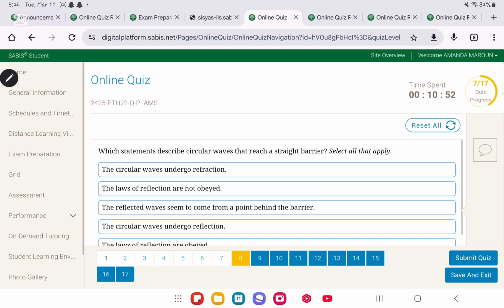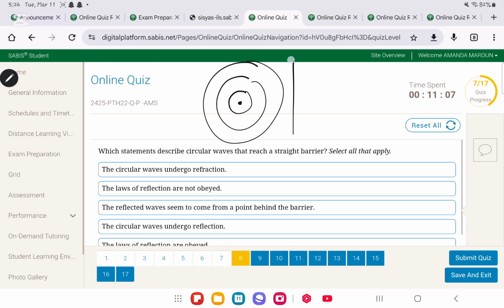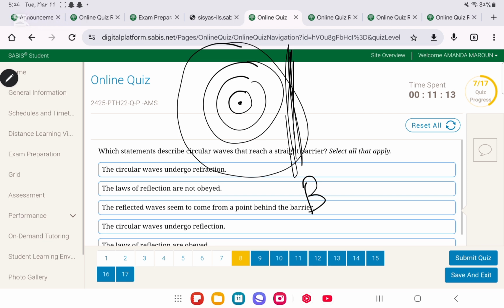Which statement describes circular waves that reach a straight barrier? Now look what's going to happen. Circular waves that reach a straight barrier. We have circular waves over here. They will keep on moving until they reach this barrier over here. This barrier, we will call it B. When they reach this barrier, what's going to happen is something like a reflection.